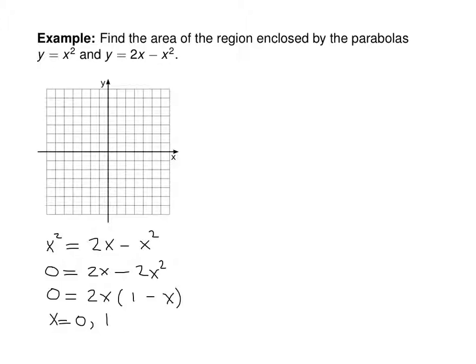Let's sketch their pictures. So y equals x squared is a standard parabola. It goes through 0, 0, 1, 1, and 2, 4.